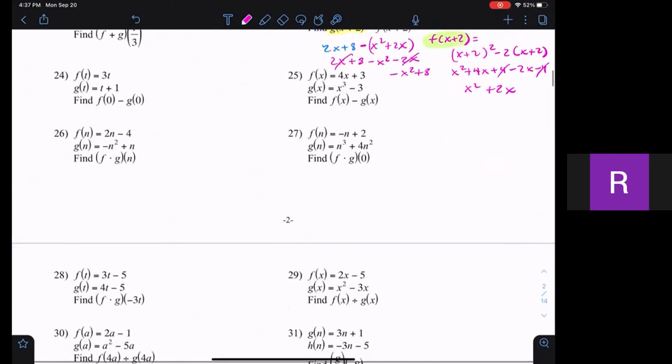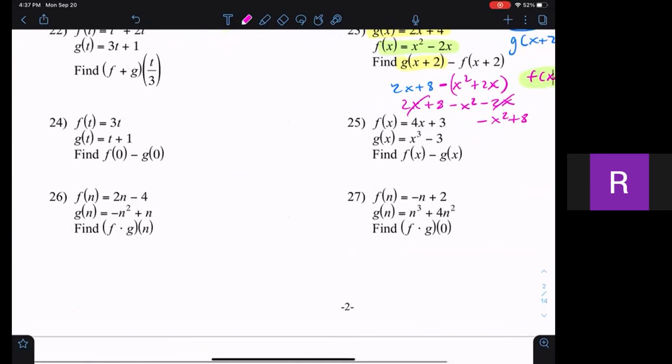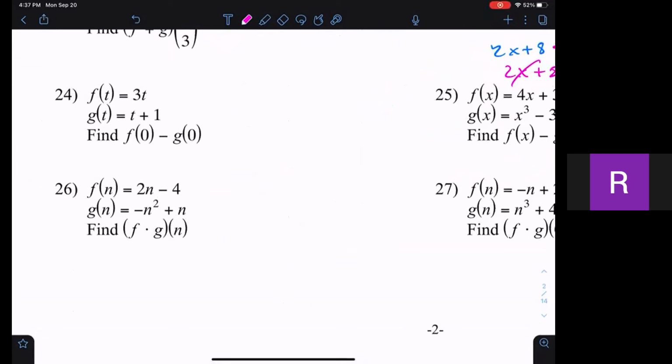Let me see how many of them. Wow, there's a lot of them. Okay, f of 0. F of 0 is 3 times 0, that's 0. Minus g of 0, put 0 here, that's going to be just 1, right? So it's going to be negative 1. That's it.